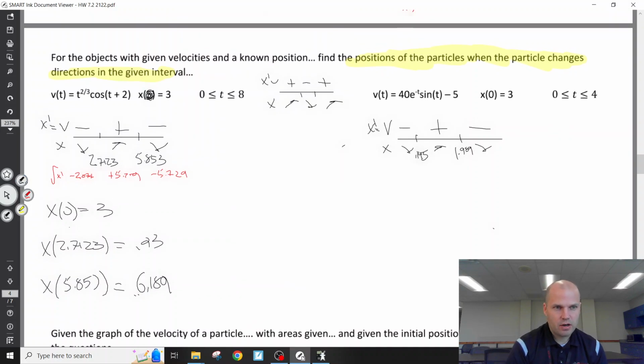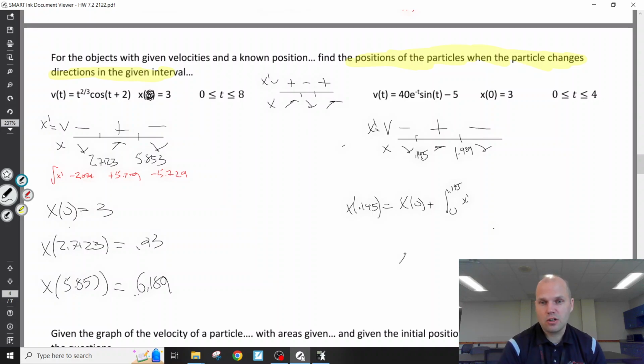Since we have a position at 0, this is great. If I find my position at 0 and add my displacement from 0 to 0.145, I'll get my position at 0.145. Now, two things I could do. I can either continue to go from 0 and find my displacement from 0 to 1.989 of x prime, area under x prime, area under v, or I can take my position at 0.145 and then add my displacement from 0.145 to 1.989.